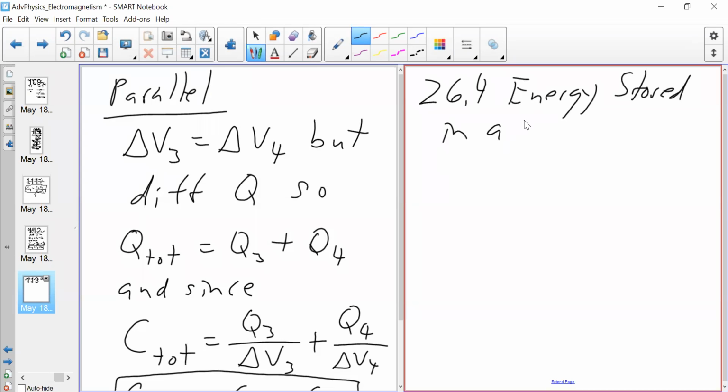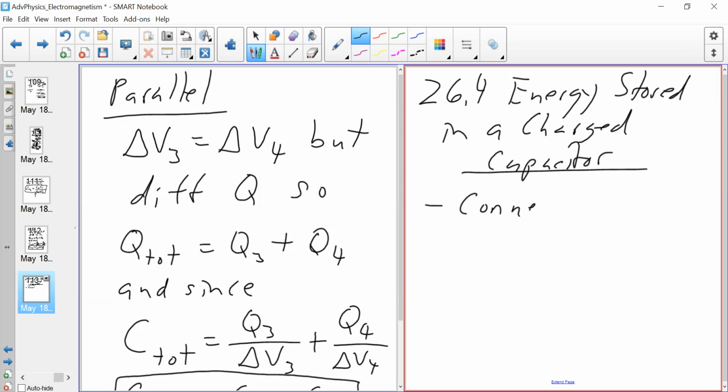Energy stored, charge, and a capacitor, 2 plates, right? Okay, scenario. So we're going to be explicit here. I'm going to connect the capacitor to a battery. We did that at the beginning.